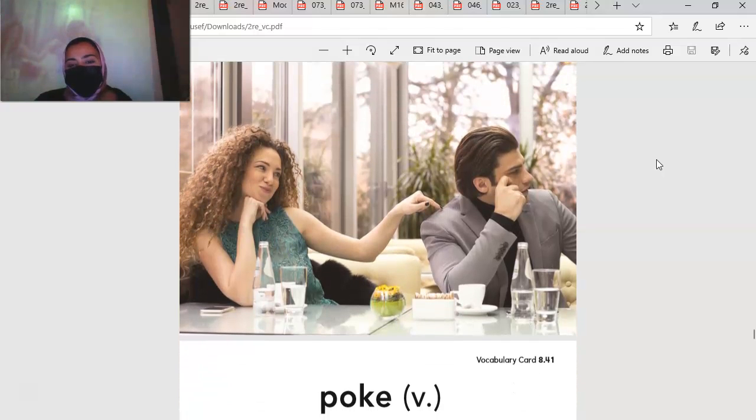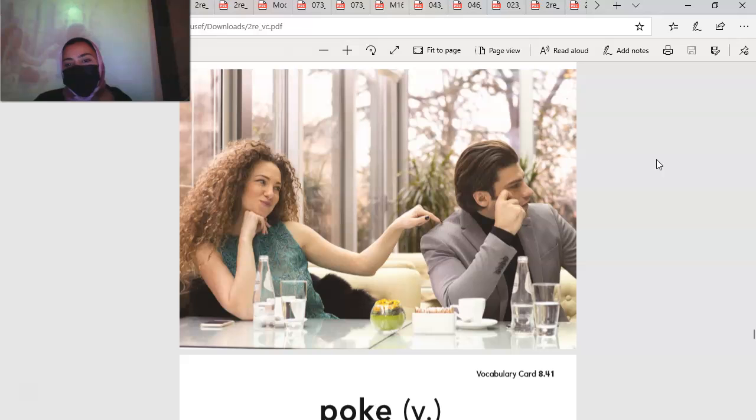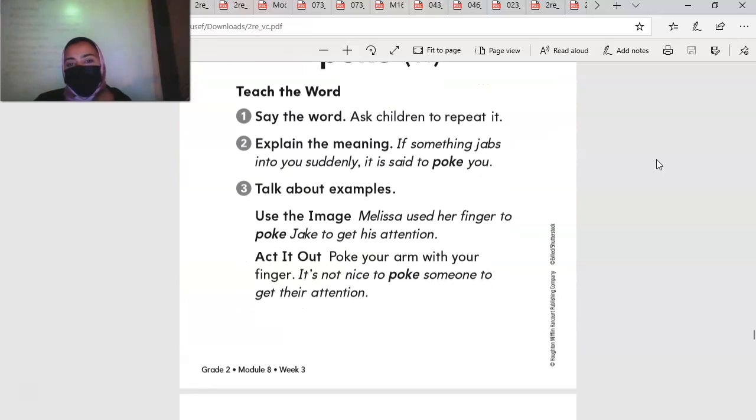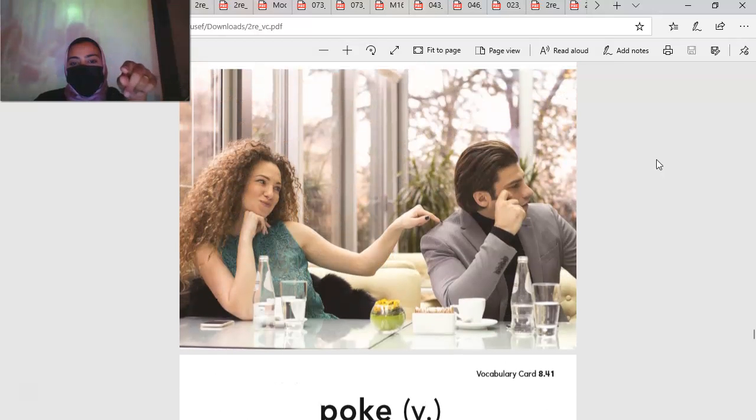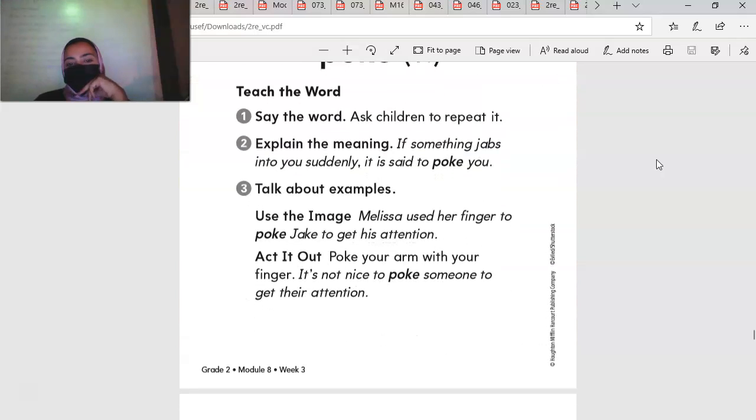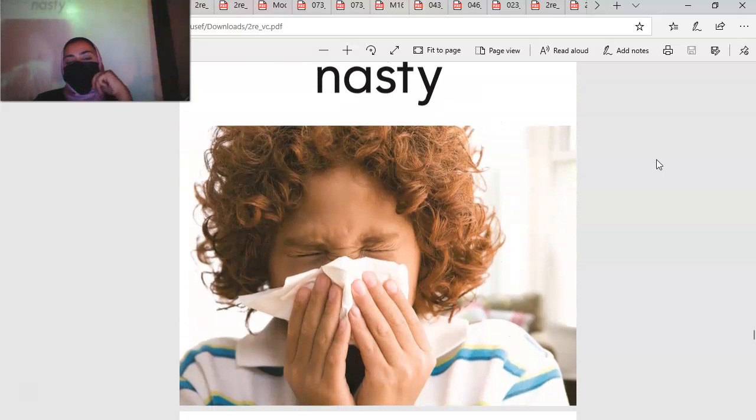Here the girl looks like she's poking the boy on the shoulder. What does poke mean? What does it mean to poke, JC? Okay, if something jabs into you suddenly, it is said to poke you. Right? So she's poking him on the shoulder. But what is she trying to do, maybe? Get his attention. Maybe get his attention. He's not paying attention. All right.